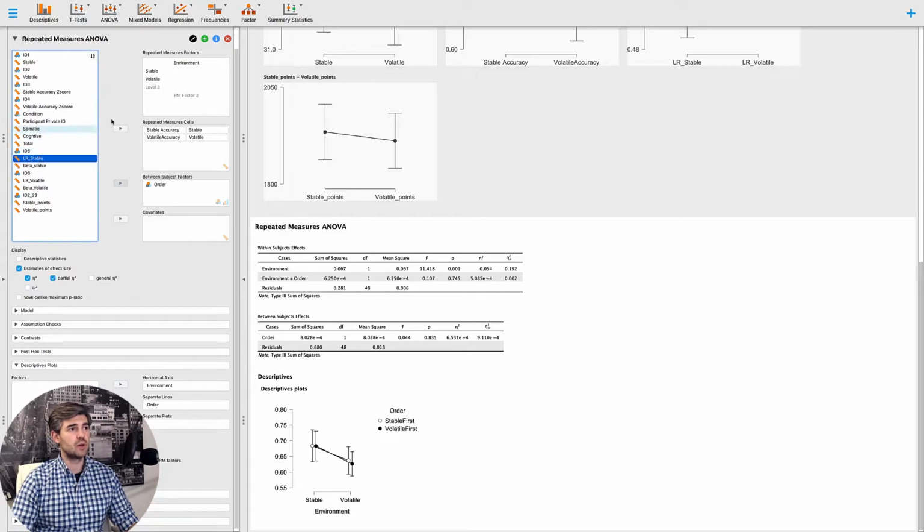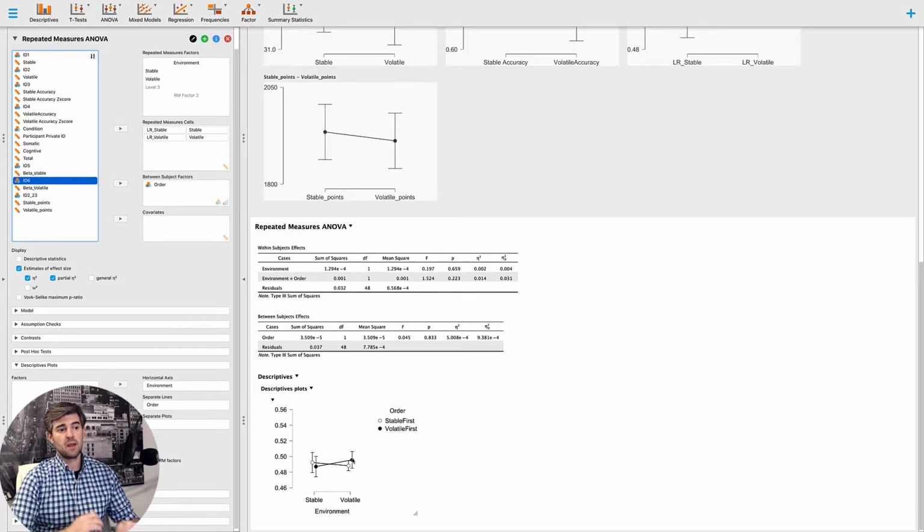I'm going to now, because we had hypotheses about learning rate, just change the analysis. So let's put in learning rate stable and learning rate volatile. Now we can see here that none of these effects are significant. We can see a bit of a crossover. It's not enough for a significant interaction, but it does seem like participants have higher learning rates for whichever task they did first. This could mean that maybe participants were experiencing fatigue, and they were fine in whatever block they did in the first part, but they then got tired for the second half.